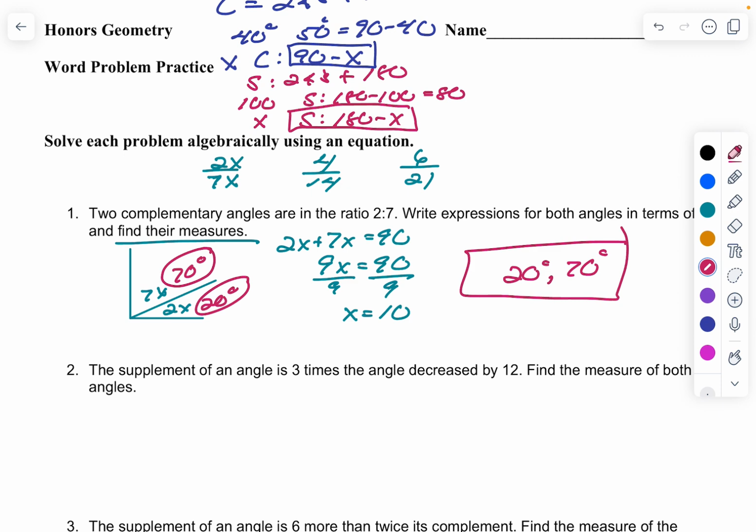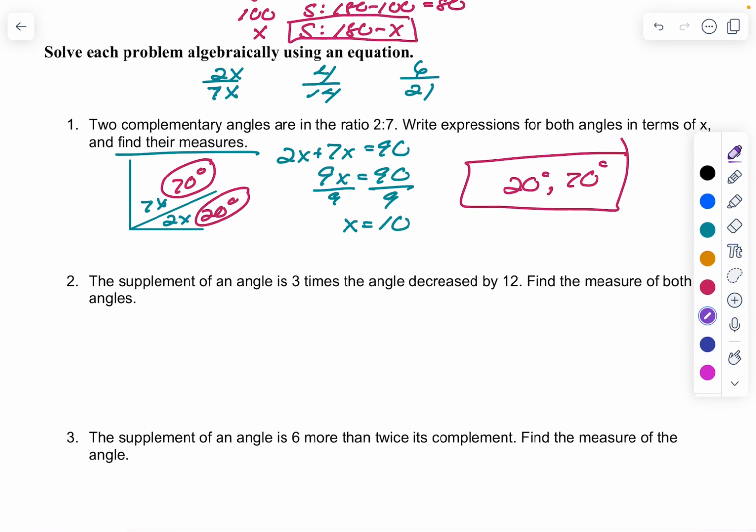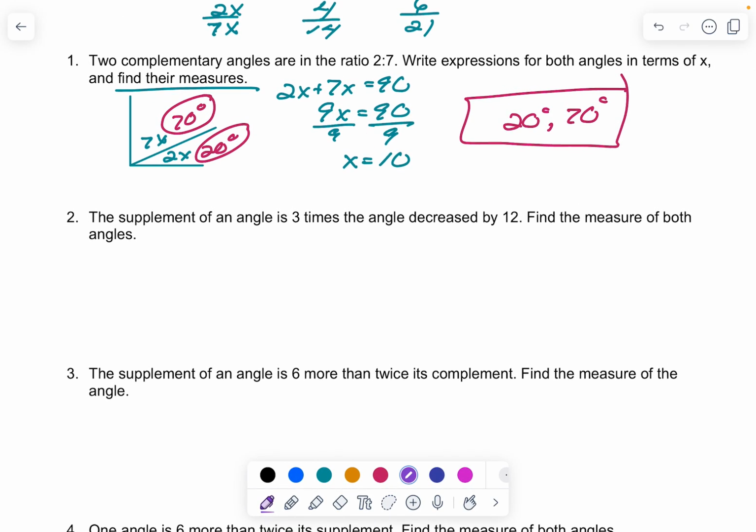All right, so for the rest of the problems, we might need some of those special complement and supplement things. It says the supplement of an angle is 3 times the angle decreased by 12. So there are a couple of ways you can do these. If it's the supplement of an angle that is 3 times the angle decreased by 12, and you want to find the measures of both angles, then you could do something like this.